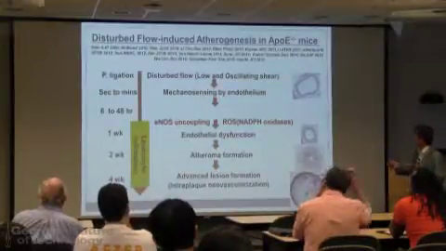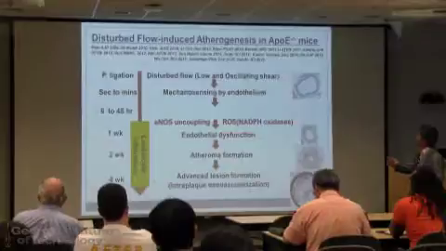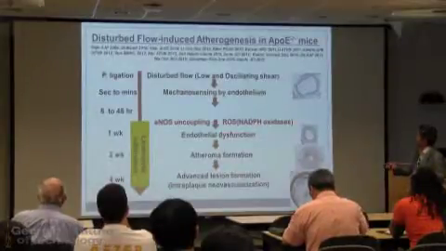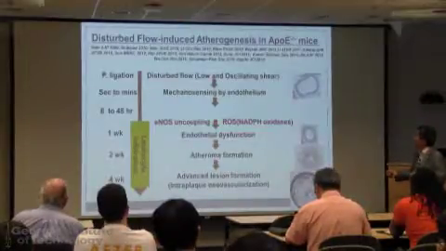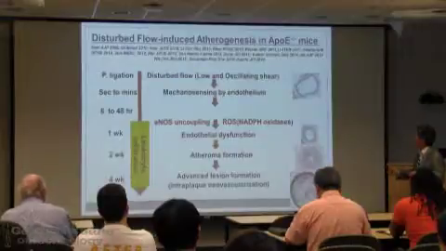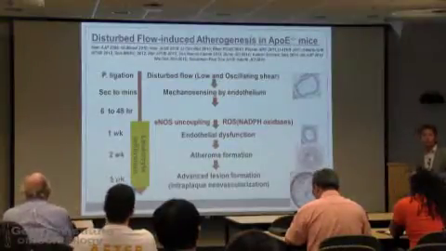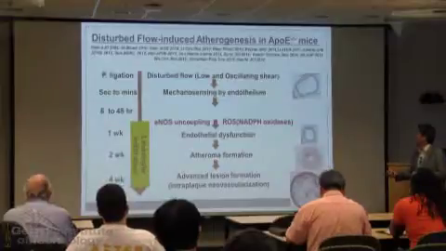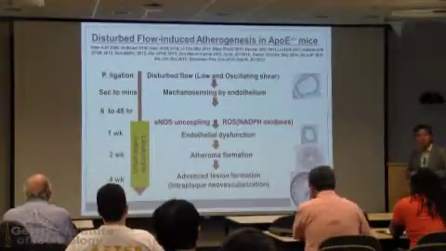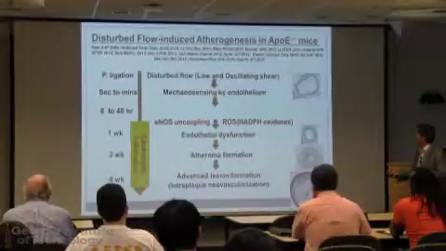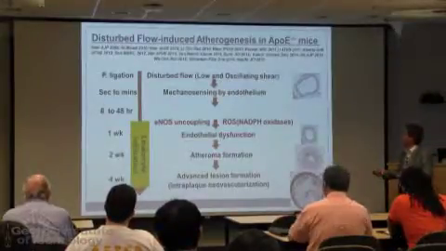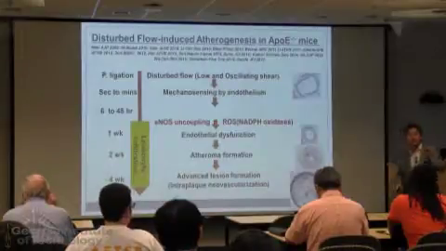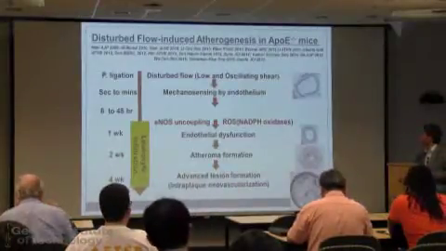This is a summary of many papers. As soon as we do the partial carotid ligation, flow disturbance occurs, and this is sensed by the endothelium. This then leads to changes in eNOS uncoupling and activation of NADPH oxidases to produce reactive oxygen species. By 1 week, this leads to endothelial dysfunction. By 2 weeks, it induces atheroma formation, and by 1 month, we can see advanced lesions forming. And by about 4 days and on, we can also see immune cells, leukocytes, infiltrating into the arterial wall.